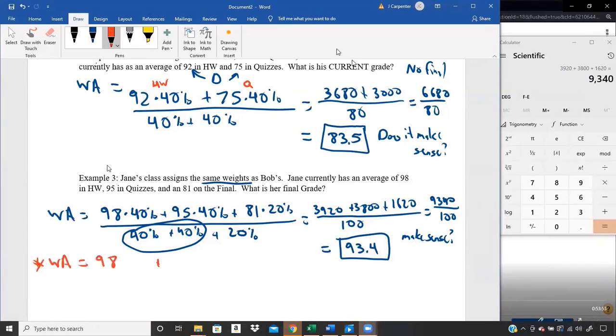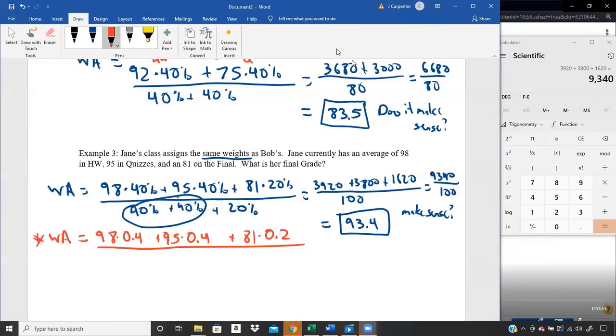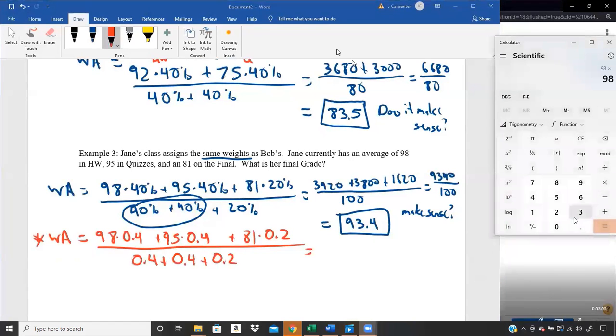So 98, 95, 81. Those things are all staying the same. It's the weights that I'm going to convert from percentages to decimals. So instead of 40%, that's 0.4. Instead of 40%, that is also 0.4. Instead of 20%, that's 0.2. But you have to be consistent. If you're doing 0.4, 0.4, and 0.2 in the top, you do the exact same in the bottom. You cannot mix media. You cannot do percents in the top and decimals in the bottom. And if you do this math, let's see, 98, I'm going to go a little quicker, times 0.4 is going to be 39.2.